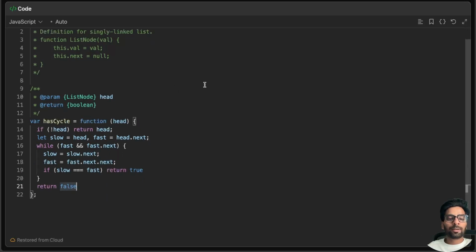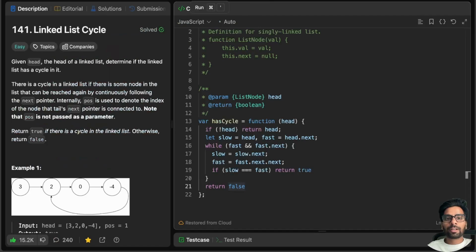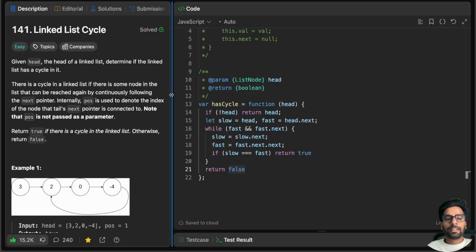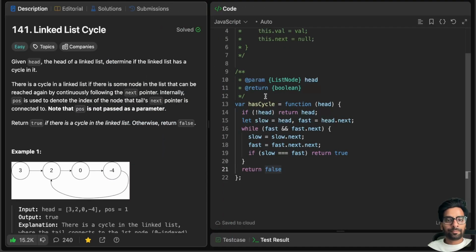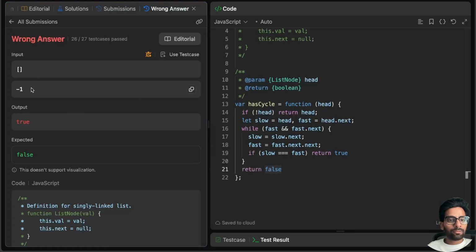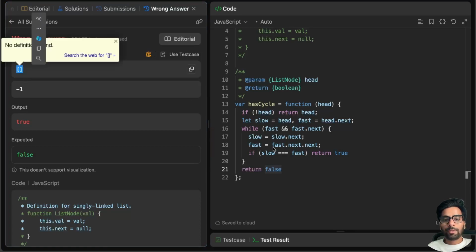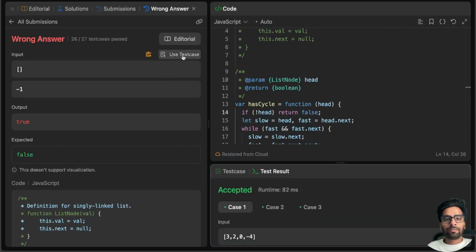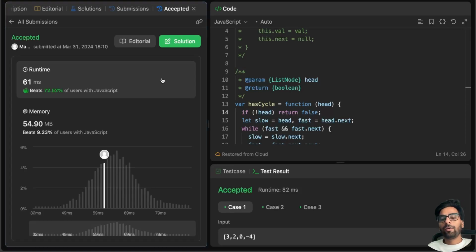The code is very simple. Let's run it and see if it works for the given test cases, and this is working. Let's submit it and see if this works for all the test cases. It looks like this is not working for a particular case where the input is empty. We have returned head here instead. Since it's an empty linked list, we should return false, because an empty linked list can never have a cycle. Now if we submit it, it should work. Yeah, now it is working fine.